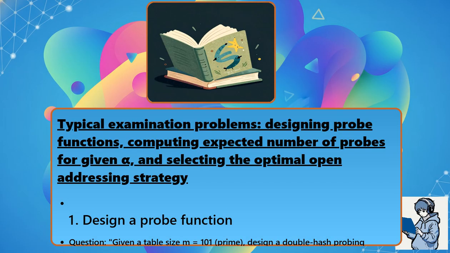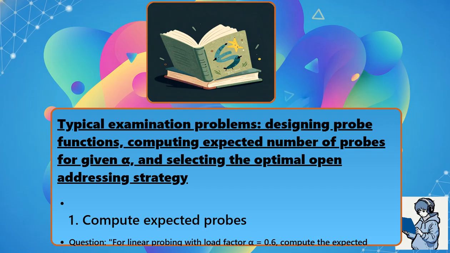1. Design a probe function. Question: given a table size m equals 101, prime, design a double hash probing scheme. Provide h1(k) = k modulo 101, h2(k) = 1 + k modulo 100. Probe i sub j equals (h1(k) + j times h2(k)) modulo 101. Show that h2(k) is never a multiple of 101. Thus, the greatest common divisor of h2 and 101 equals 1, which gives full coverage.